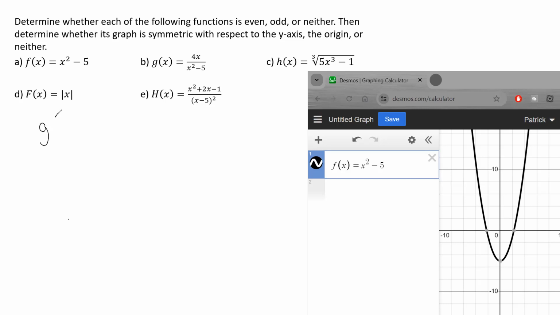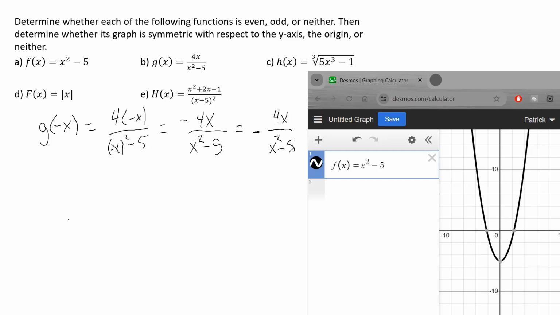So if we do g of negative x, that's going to be 4 times negative x over negative x squared minus 5, which gives you negative 4x over x squared minus 5, which is really the opposite of the original function. So what we just proved was that g of negative x equals the opposite of g of x. Essentially, when you plug in the opposite x value, you get the opposite y value than you would have when you plugged in the positive x.